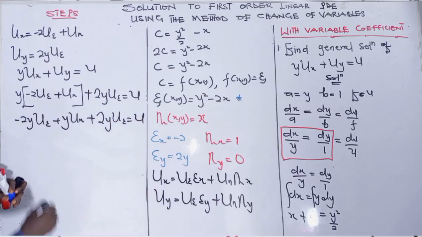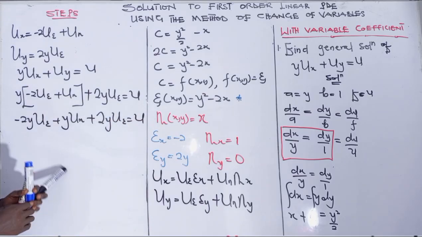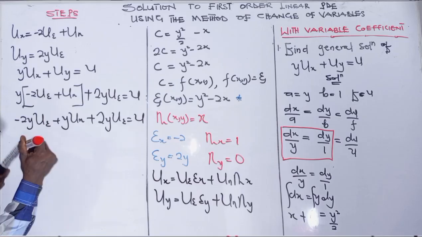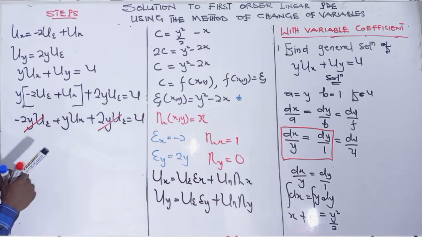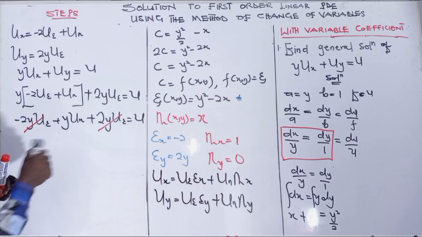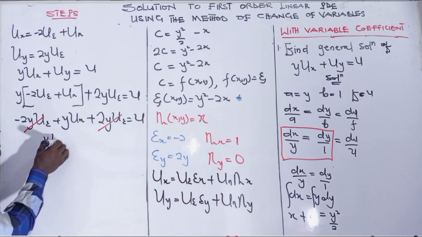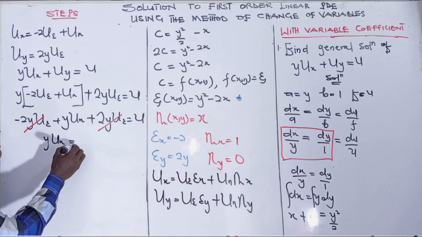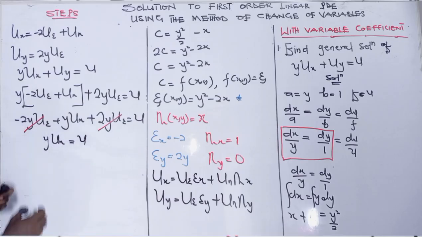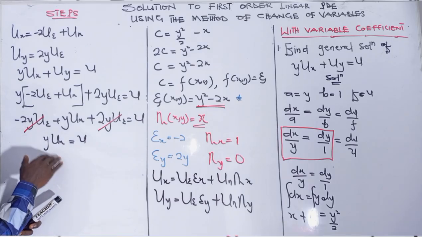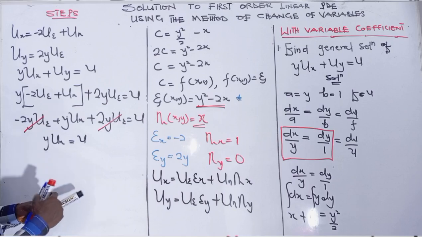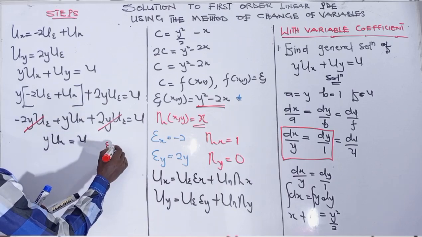to u. So from here, you can see that some of the terms can cancel. You can see that this is going to cancel this. We are left with y u eta is equal to u. So at this point, we are going to make sure that all the independent variables in the equation are either xi and then eta.